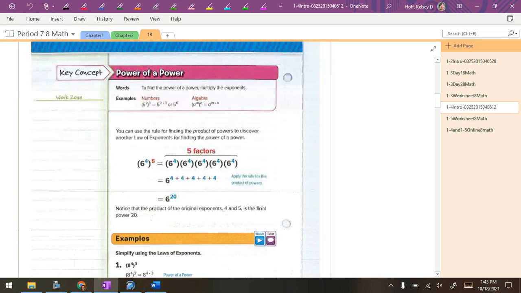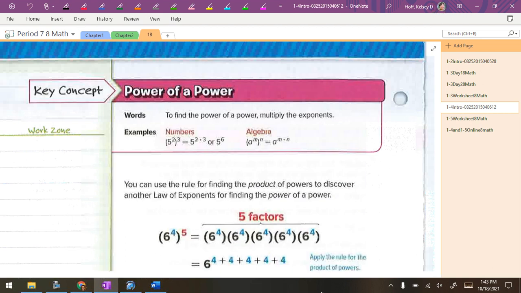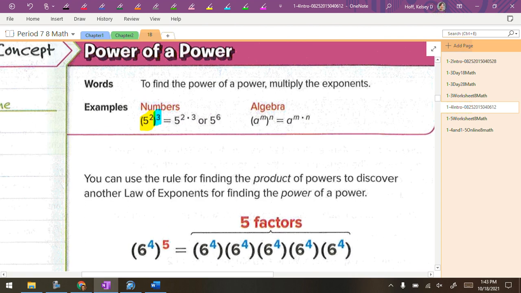New rule today, page 32. We are studying the power of a power, meaning our base and exponent has another exponent on it. 5 squared raised to the 3rd power. A power of a power. To find the power of a power, we are going to multiply the exponents. Like I kept saying last week, keep the base. And the rules are the same today. Keep the base. And you're going to multiply the exponents.